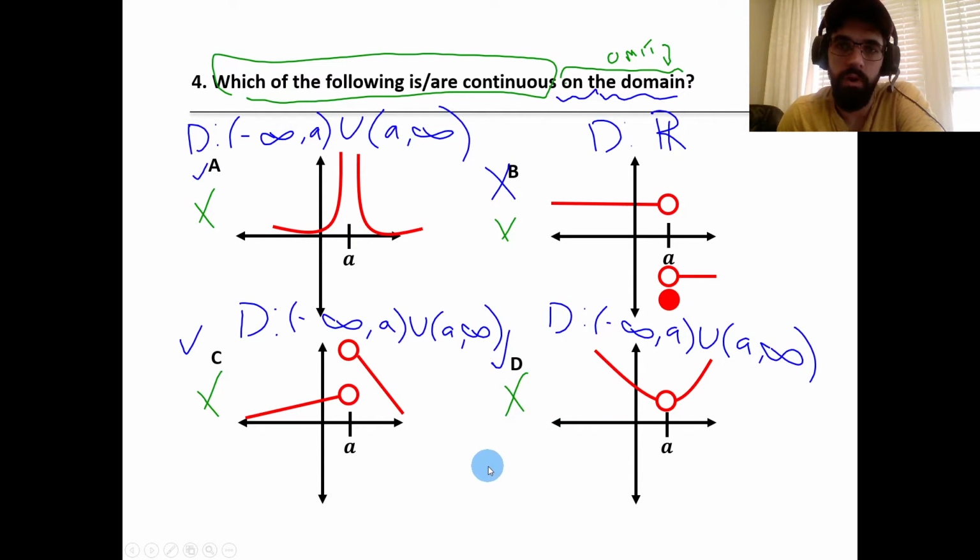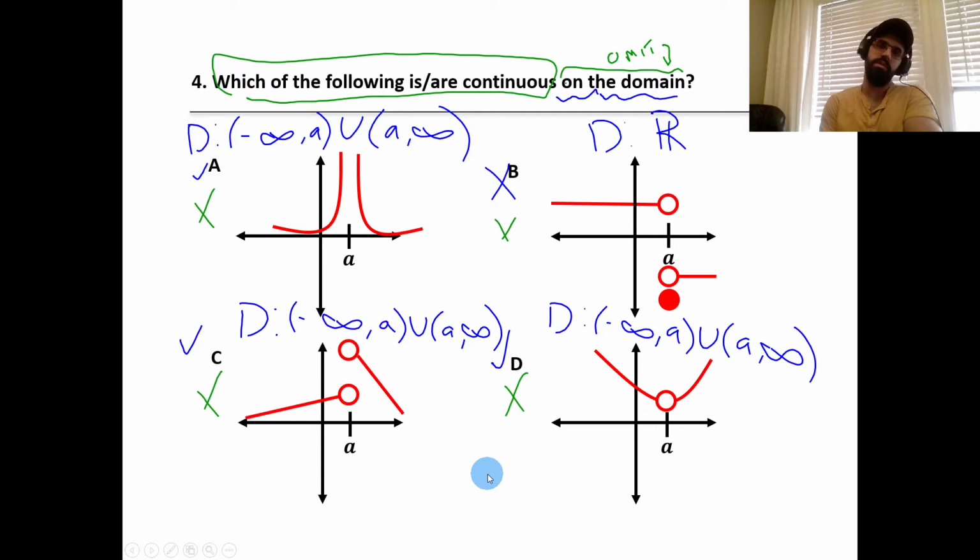All right, number 4. Number 4 is a very tricky question, and it's only tricky because of the last 3 words in the sentence. Which of the following is or are continuous on the domain? So "is or are" means maybe there's more than one answer. And "on the domain" - these 3 words right here - changes the answer to the question.